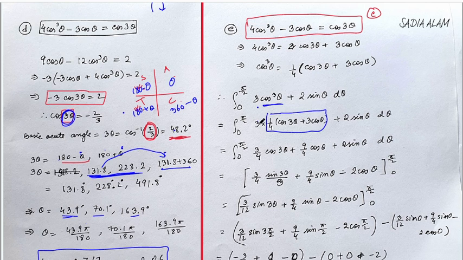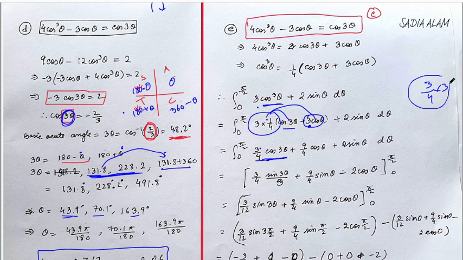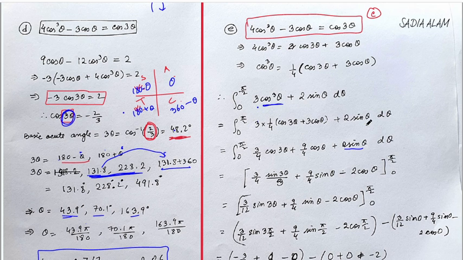Okay, so 3 into 1 by 4 is basically 3 by 4. So you need to multiply 3 by 4 to each of them. So 3 by 4 into this, 3 by 4 into this, 3 by 4 into this one, since we have a 3, it will be 9 by 4. So we are done with this, and we have 2 sine theta here. Okay, now we can integrate.